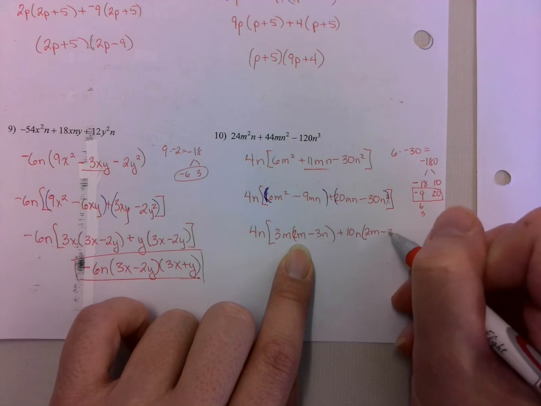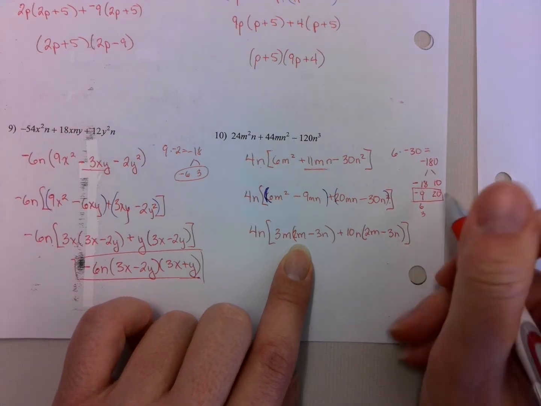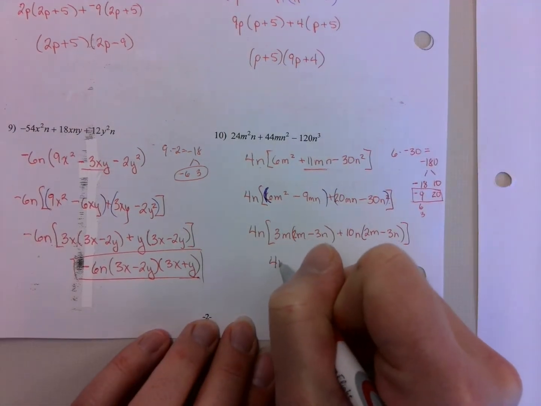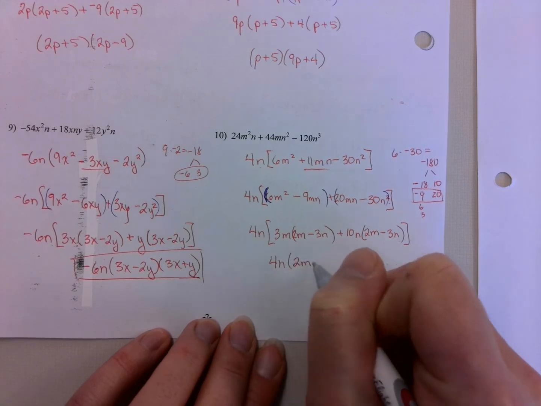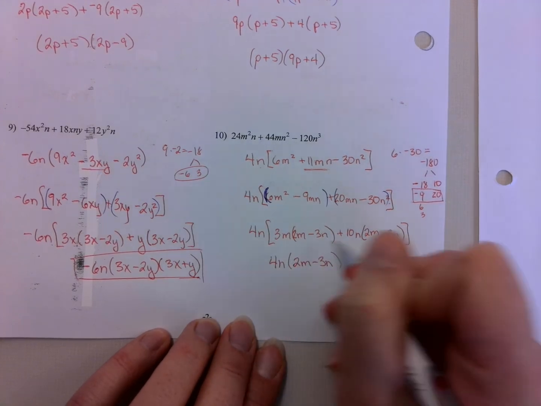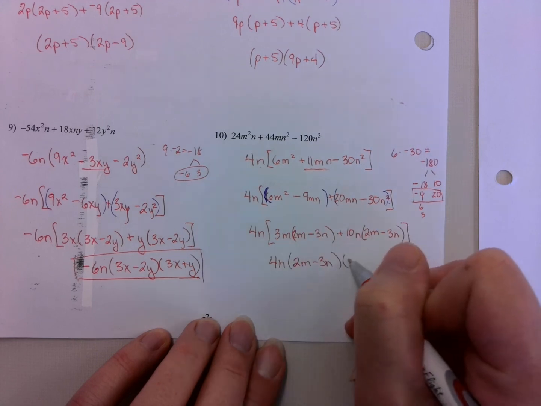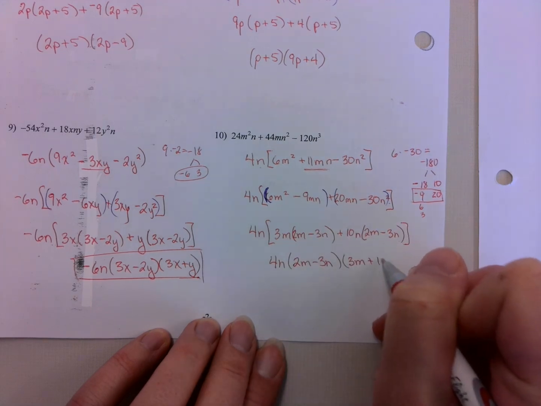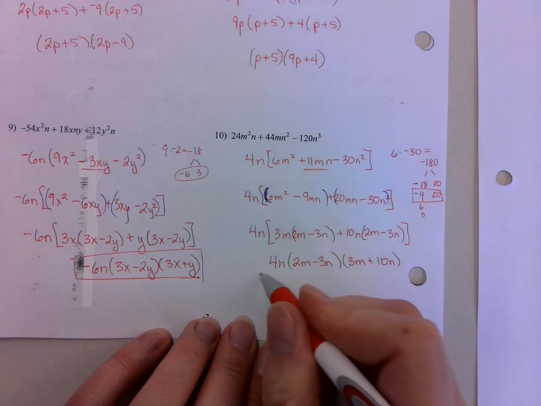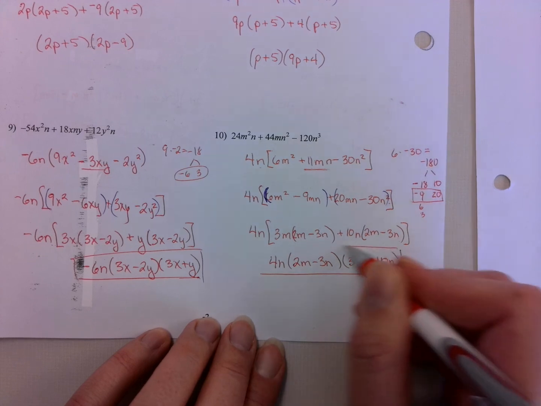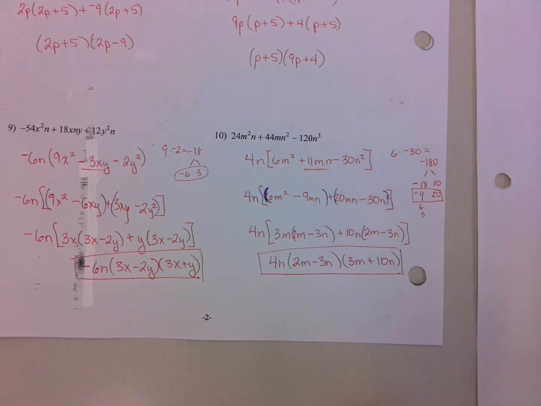All right, then minus a 3n. That's better. So I have my common factor. I have the 2m minus 3n, which they have in common, and the leftover is 3m plus 10n. And there you go. So that is factoring by grouping or busting B.